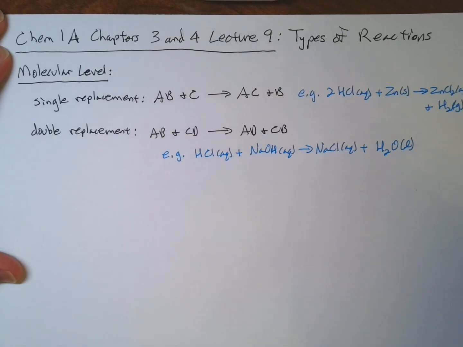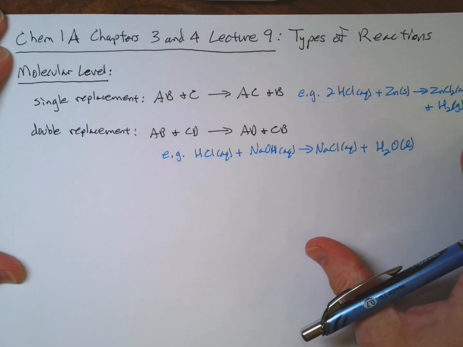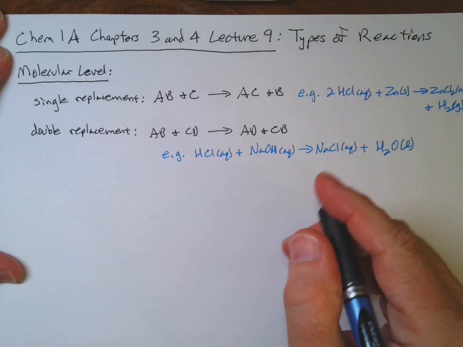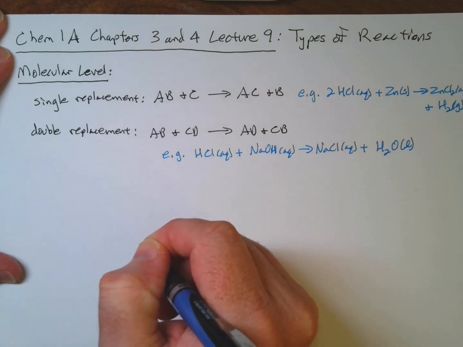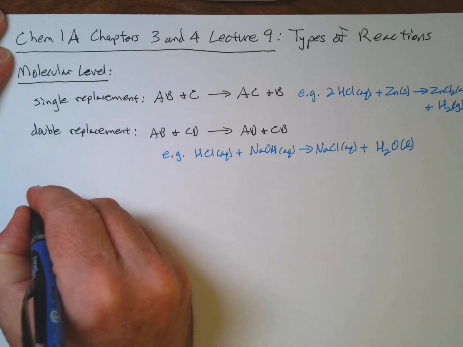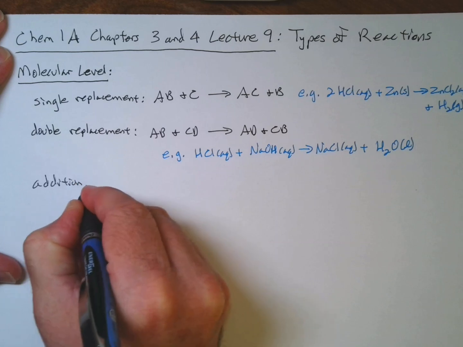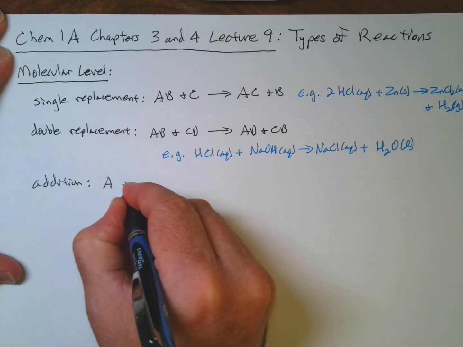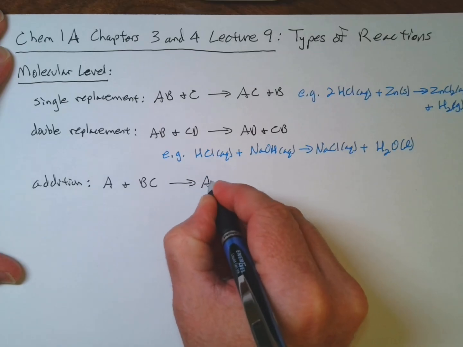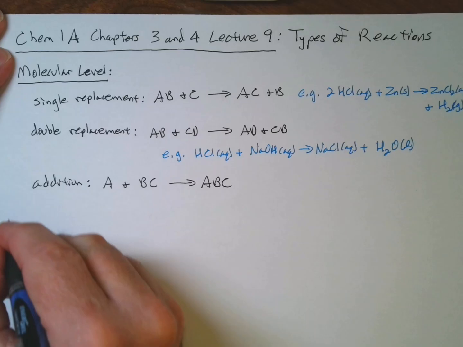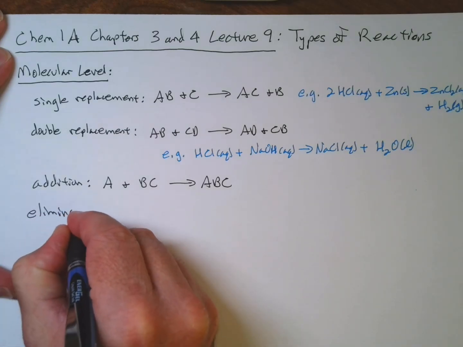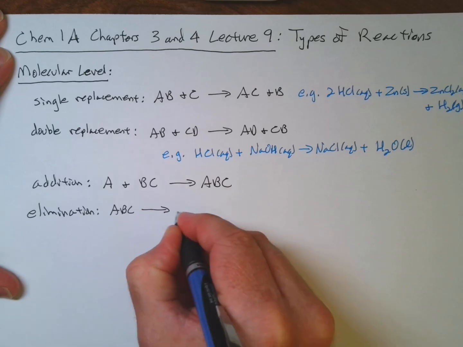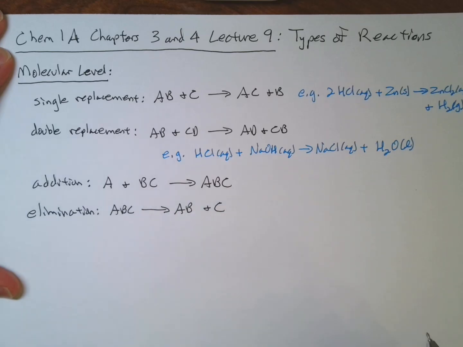Now there are some other reactions that we're not going to run into as much in Chem 1A, but you will run into them in Chem 12A and Chem 12B. These include things like addition reactions, where we have A plus BC reacts to give ABC. Elimination reactions, where let's say we have ABC reacts to give AB plus C, so we're eliminating C.